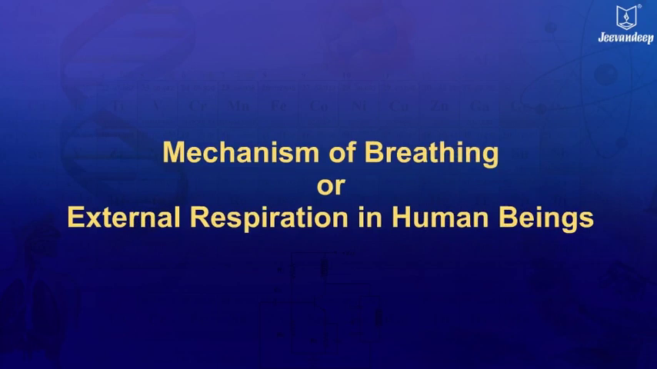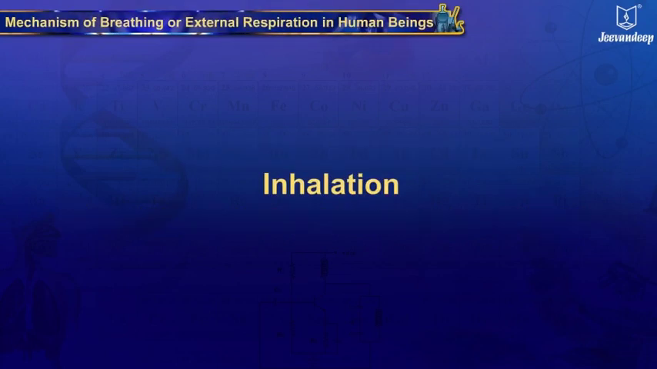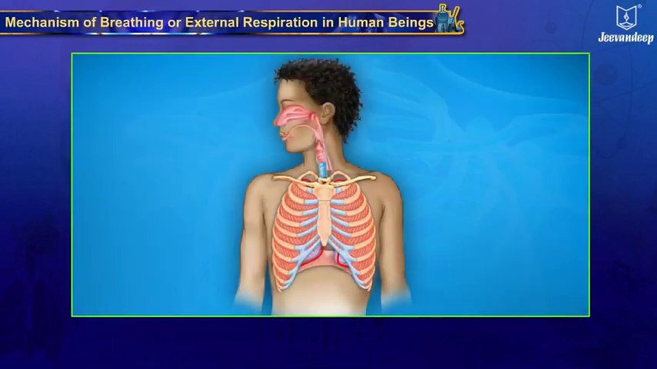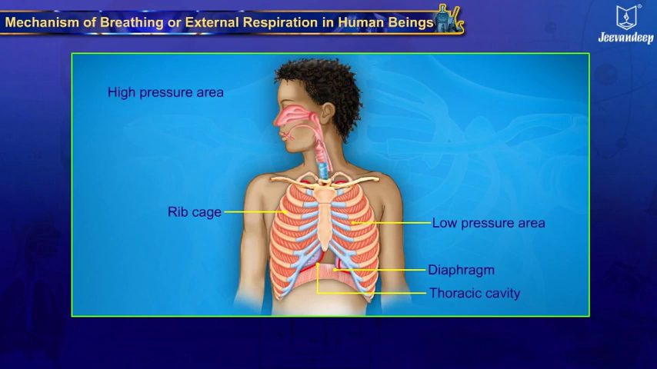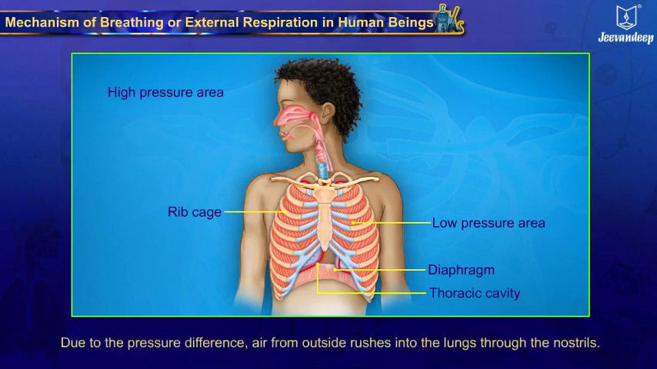Mechanism of breathing or external respiration in human beings. Inhalation. Contractions of rib cage muscles and diaphragm together lead to increase in the volume of thoracic cavity and also the lungs, resulting in low pressure inside the lungs. Due to the pressure difference, air from outside rushes into the lungs through the nostrils.